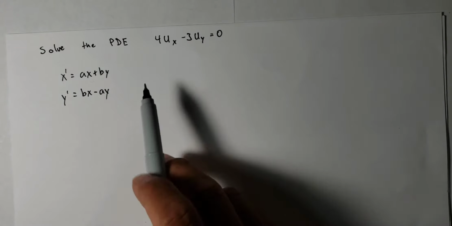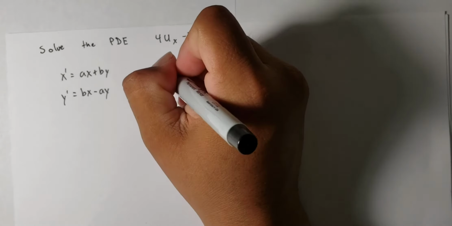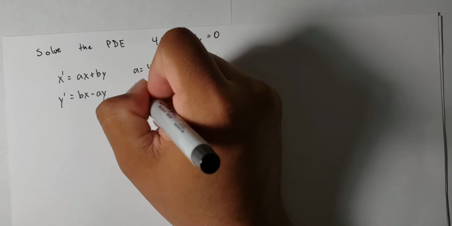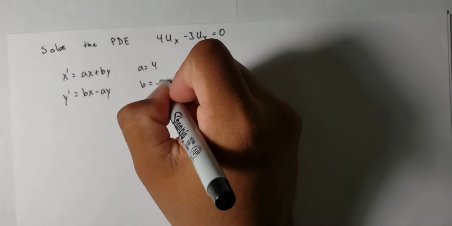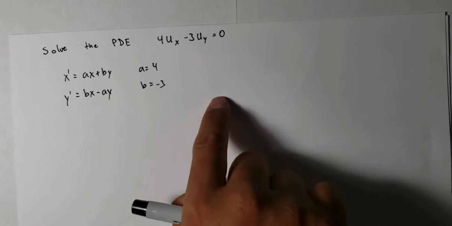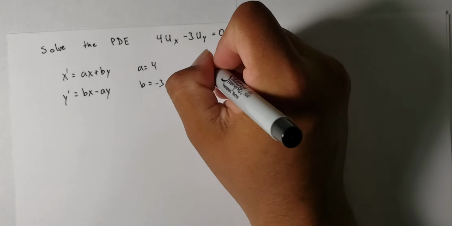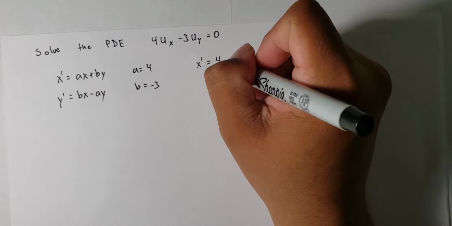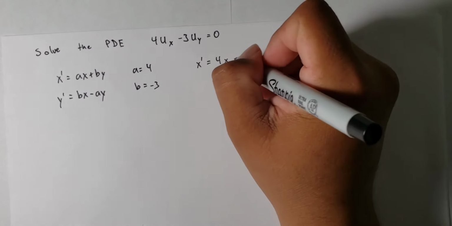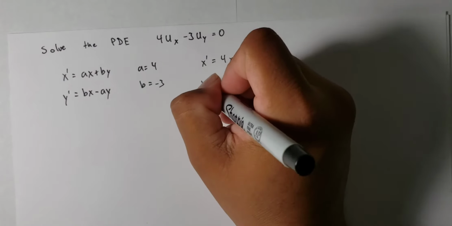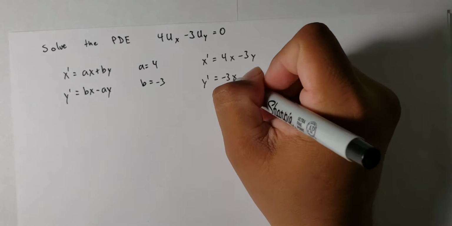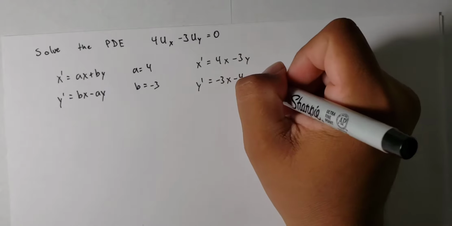We know here, for example, that a is equal to 4 and b is equal to -3. So we make those substitutions with x prime and y prime, and we get the following. x prime equals 4x minus 3y, and y prime would be -3x minus 4y.